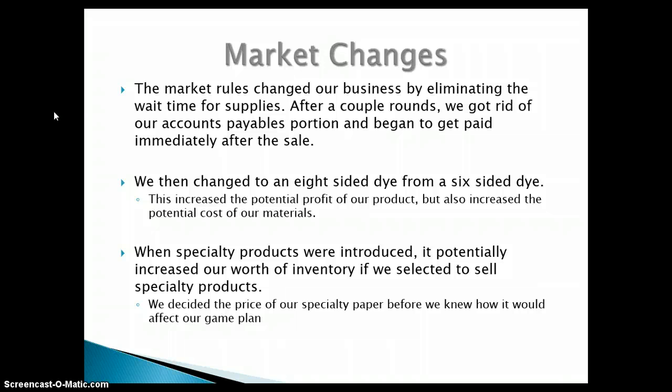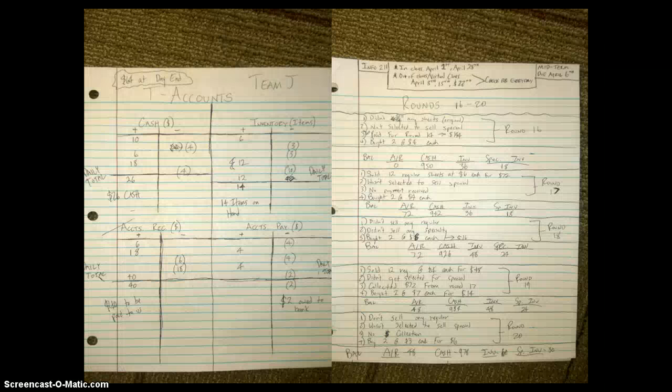In hindsight, the best would have been to do a 1-to-1 ratio, because we would have made more profit for specialty, but our inventory would have decreased at the rate that the normal paper was decreasing. So that was something we could have done differently, but it ended up working out. We made a lot of profit from selling specialty paper.